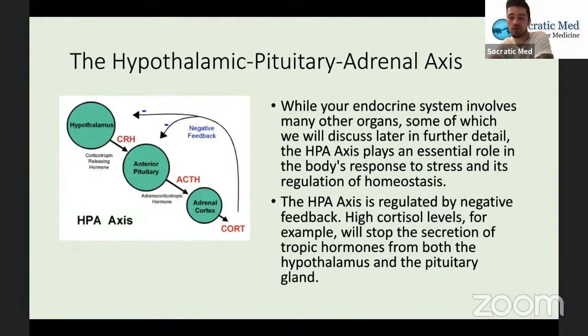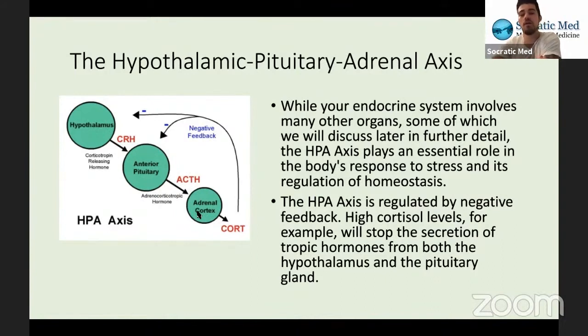For example, high cortisol levels will stop the secretion of tropic hormones from both the hypothalamus and the pituitary gland. So if you look to the left, the graphic, we start at the hypothalamus. It releases CRH. It goes through that portal system and it interacts with the anterior pituitary. When the anterior pituitary receives that CRH, it releases ACTH. The ACTH travels through the bloodstream and it touches the adrenal glands. It acts upon the adrenal glands and that releases cortisol.